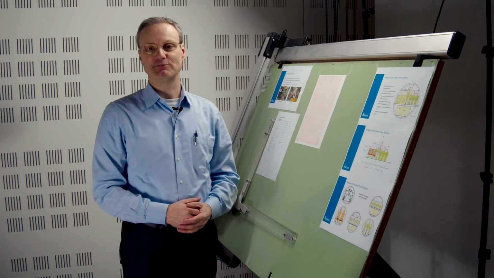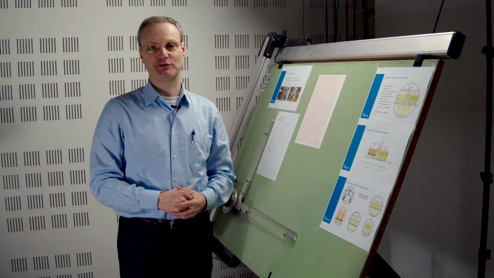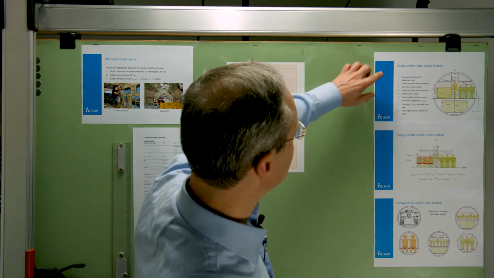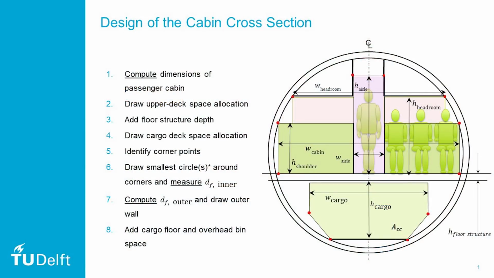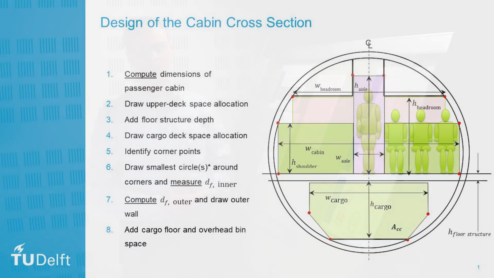Today we're going to make a drawing of the cross-section of the fuselage. We have a 9 step procedure to follow. This can be found in the slides, and this is the procedure we're going to follow.